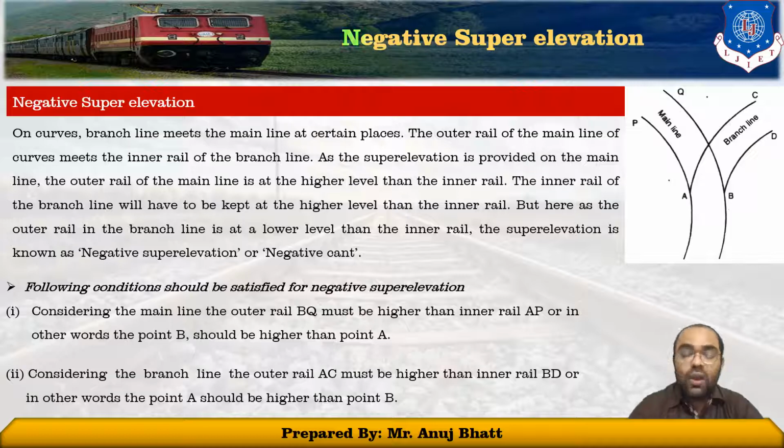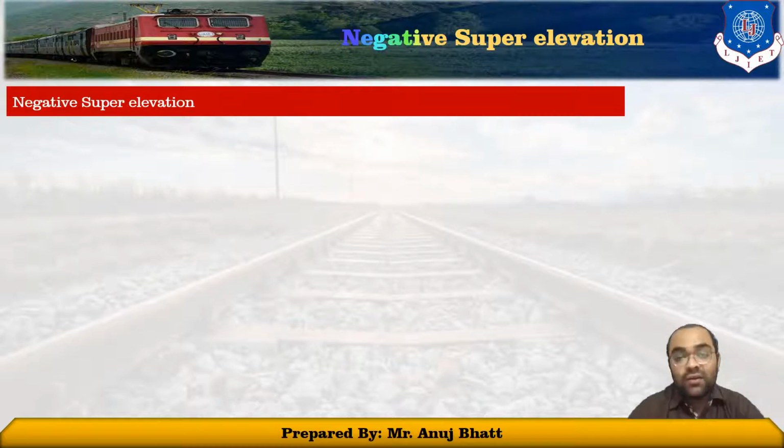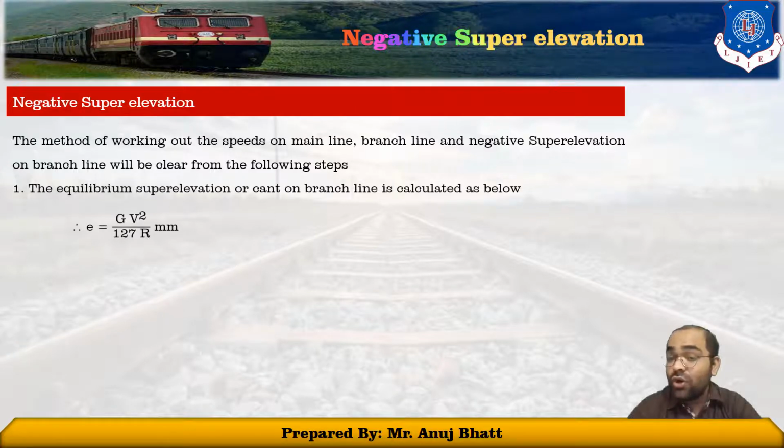Well, the method of working out the speed on the main line, the branch line, and the negative superelevation on the branch line will be clear from some steps, which help us in working out the speed on the main line. First, the equilibrium superelevation, or the cant, on the branch line has to be calculated. And to calculate that equilibrium superelevation, we have already done this in the previous lecture.